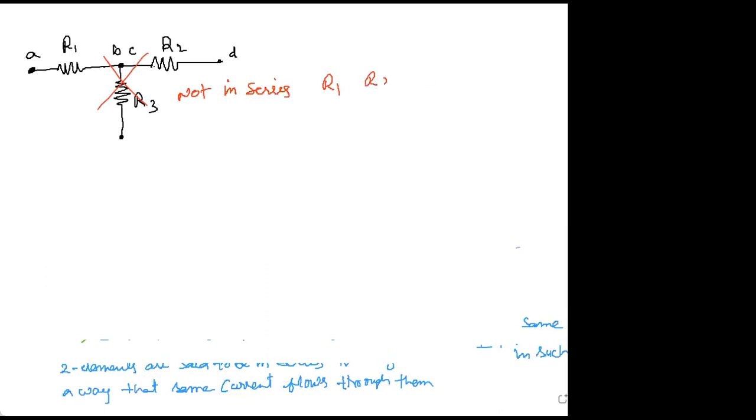R1 R2 not in series, R2 R3 not in series, R1 R3 also not in series. So the only criteria is they should be connected in such a way that the same current should flow.